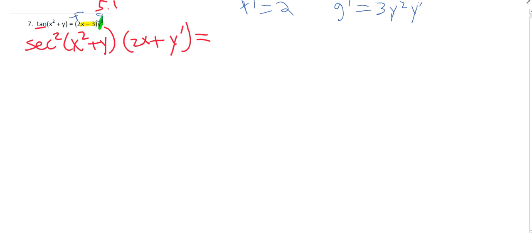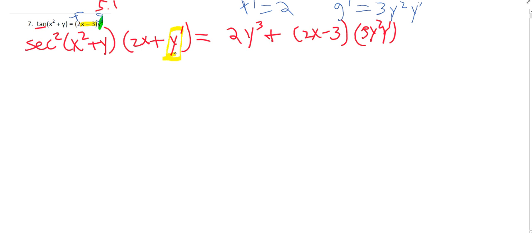So putting the right hand side together, we would get f prime g, so we have 2 y cubed plus f g prime, 2x minus 3, and g prime is 3y squared times y prime. And let's see, so remember our goal is to solve for y prime, so we have a quantity of one of them here, and we have a y prime here.